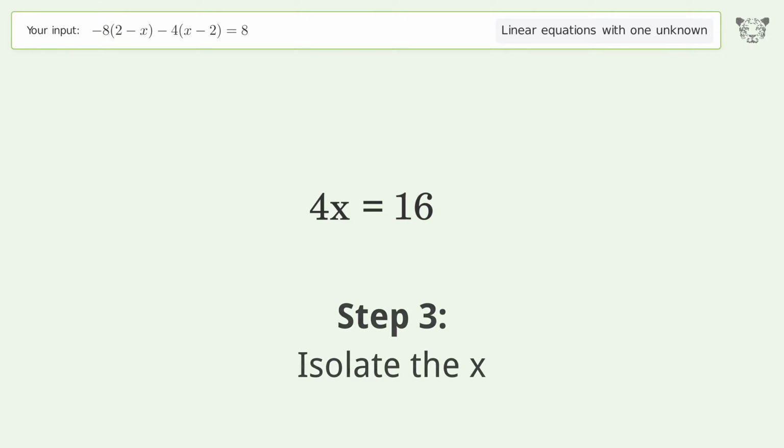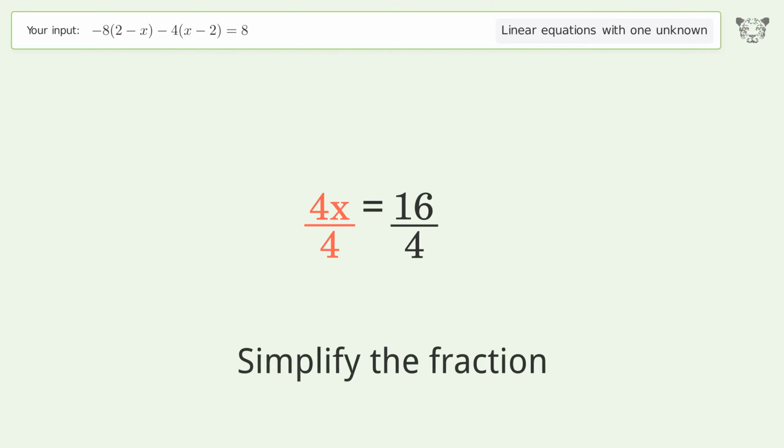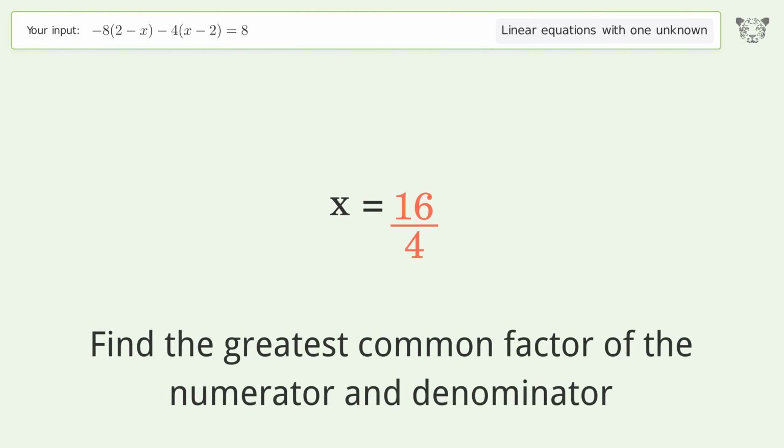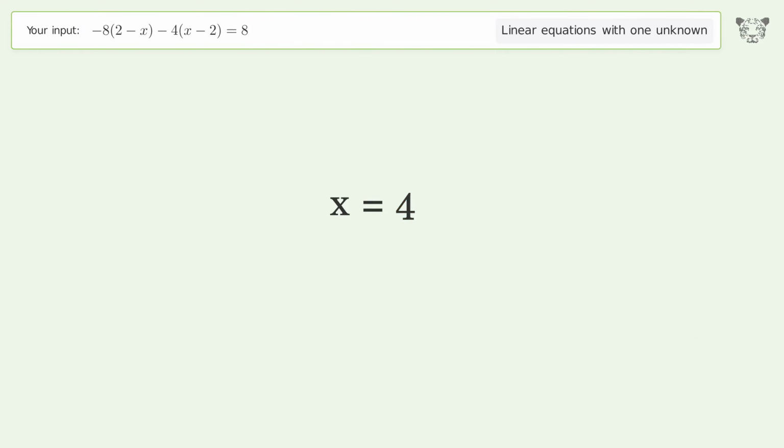Isolate the x. Divide both sides by 4. Simplify the fraction. Find the greatest common factor of the numerator and denominator. Factor out and cancel the greatest common factor. And so the final result is x equals 4.